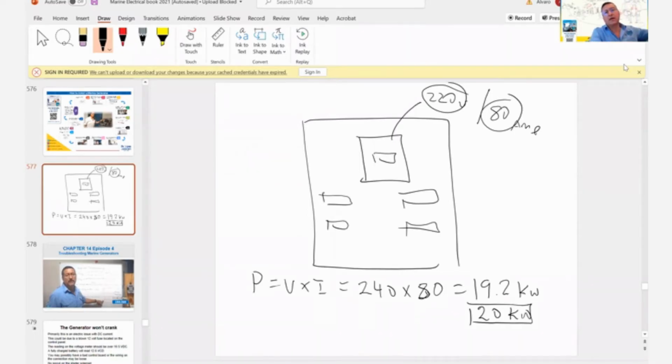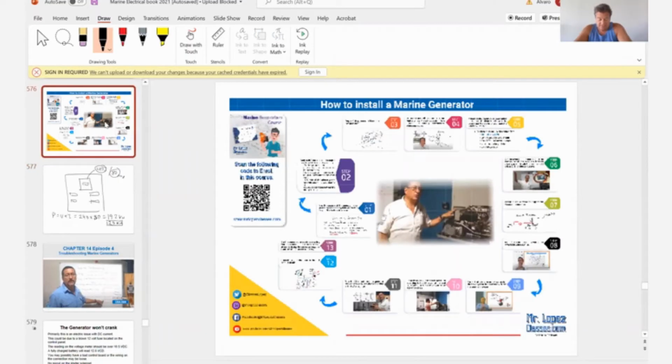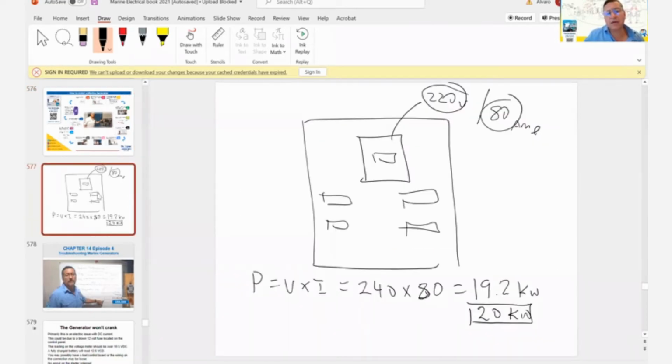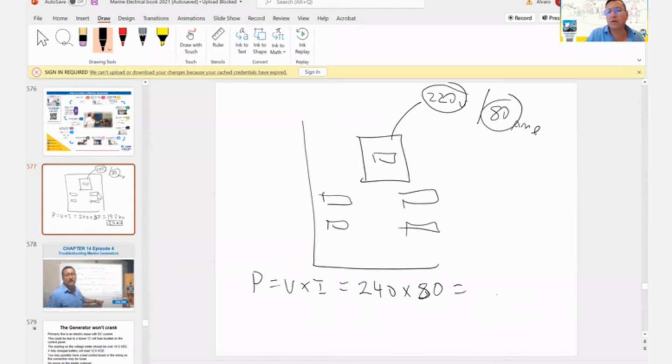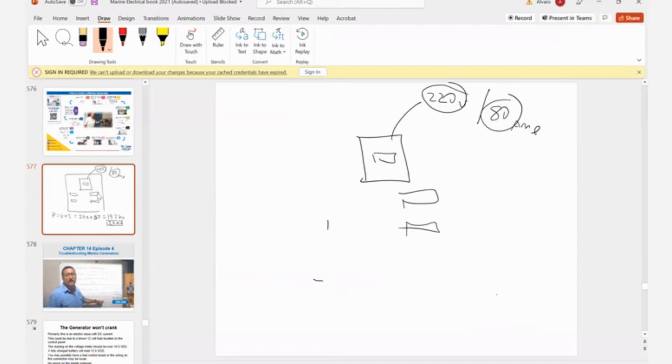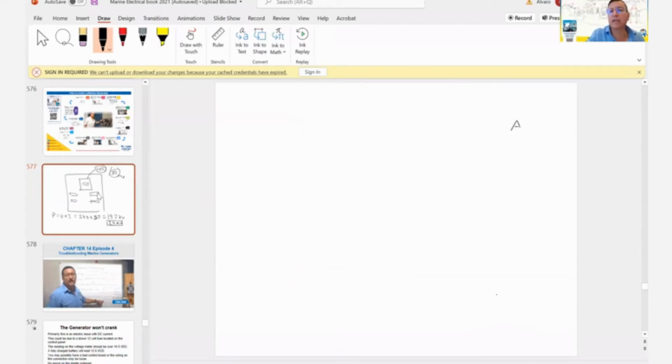You remember this picture, guys? Select location. Correct. Select the location. And what are the factors that I recommend when you select the location for a generator? What is the number one? The water line with the heat exchanger? Correct. The number one is the level of the water line.